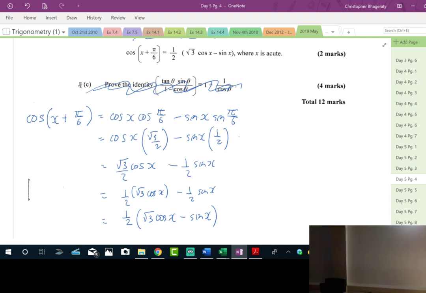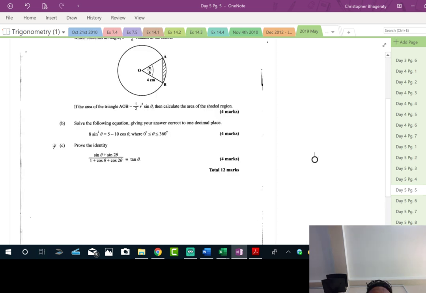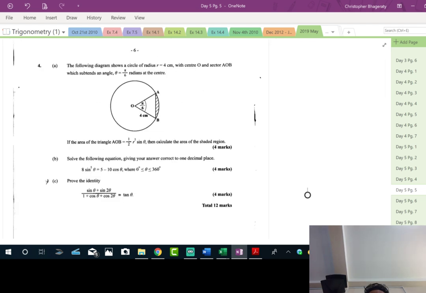Right, so 2015, zoom out. So not C. C was the action identity. Oh, this one is a quadratic. All right, so here, bypass that one. We'll come back and do that one.